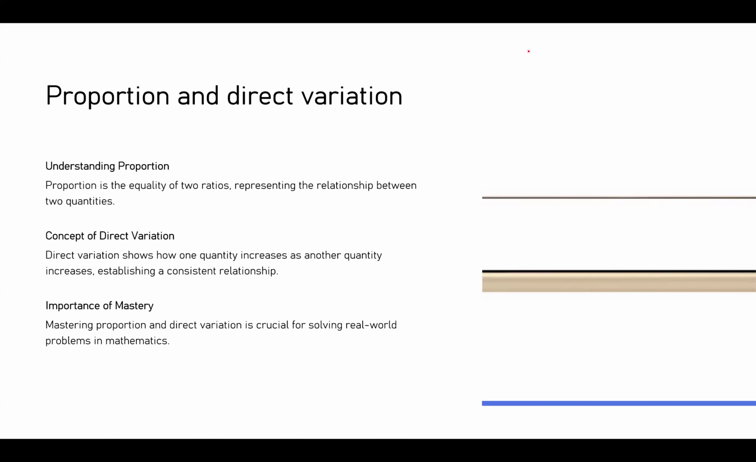So, proportion is the equality of two ratios, representing the relationship between two quantities. Direct variation shows how one quantity increases as another quantity increases, establishing a consistent relationship. Mastering proportion and direct variation is crucial for solving real-world problems in mathematics.